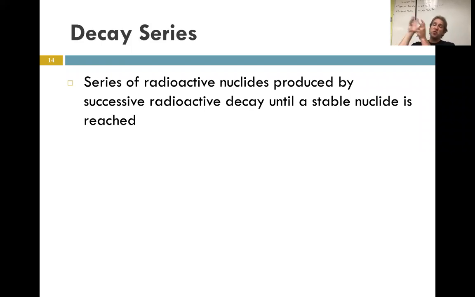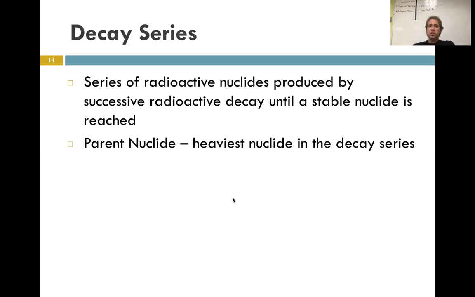So if you've got something really, really big and it breaks down a little bit, well, it still might be unstable. So it might break down a little bit more. It might break down a little bit more. And it will keep breaking down until we finally get to a stable nuclide, a stable atom. This varies depending on how big the atom is and how it's breaking down, and there's different ways this can be done. But we call this a decay series, where it just keeps breaking down and breaking down until we finally get to a stable final atom.